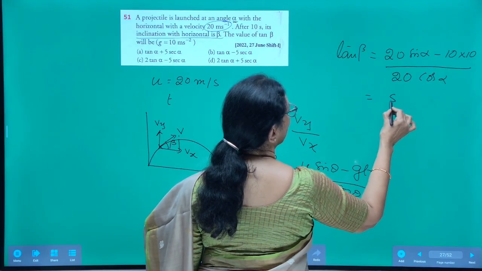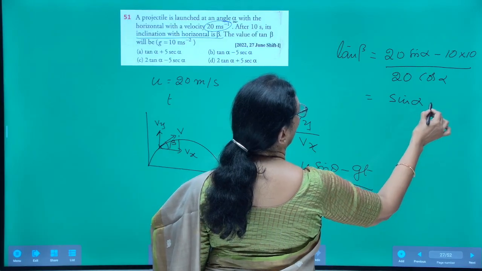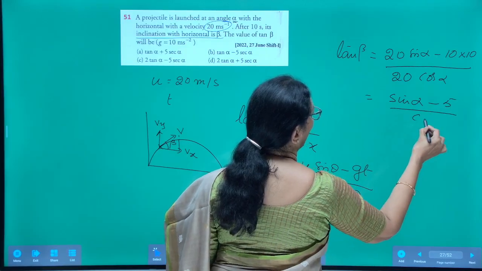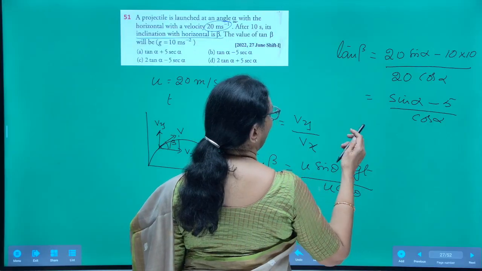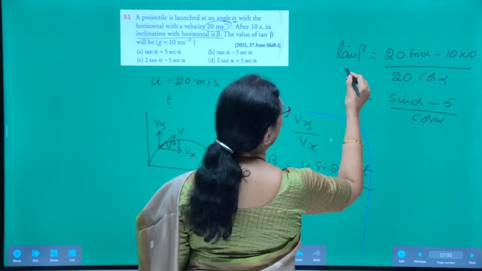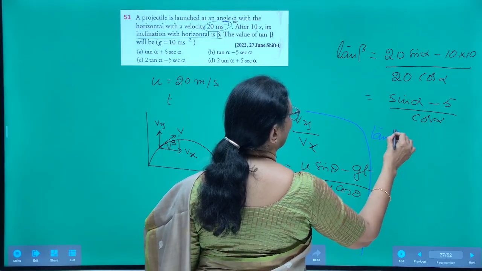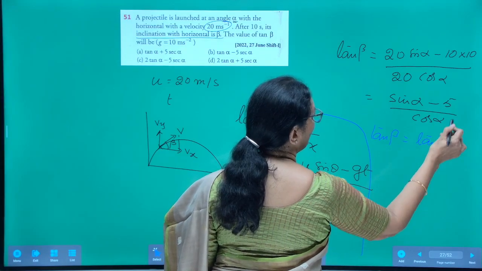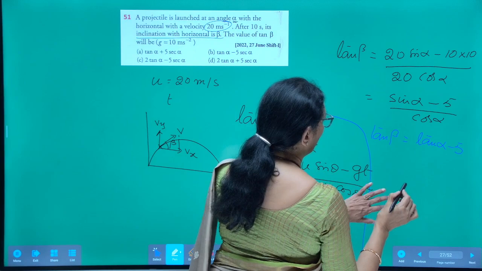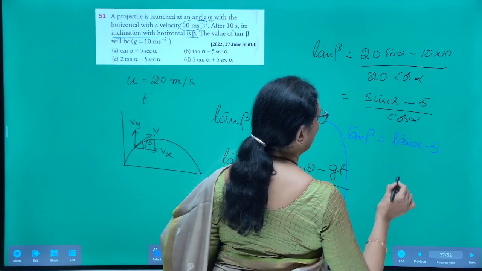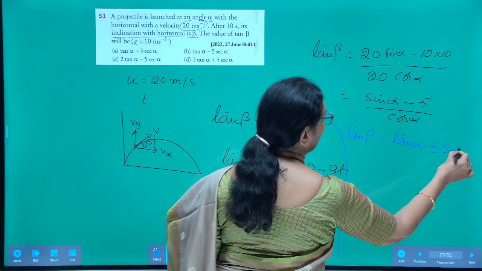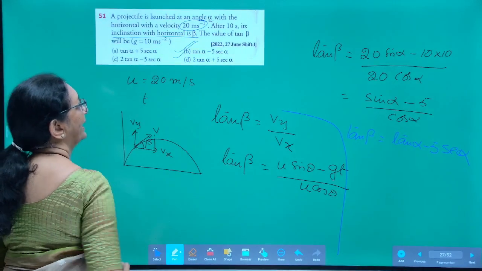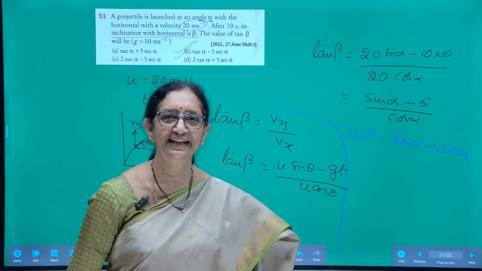So, this is sin alpha minus 100 by 20, which is 5, divided by cos alpha. This implies tan beta is equal to sin alpha by cos alpha, which is tan alpha, and 1 by cos alpha is secant alpha. So, tan beta is 5 tan alpha minus 5 secant alpha. So, tan alpha minus 5 secant alpha is the answer.